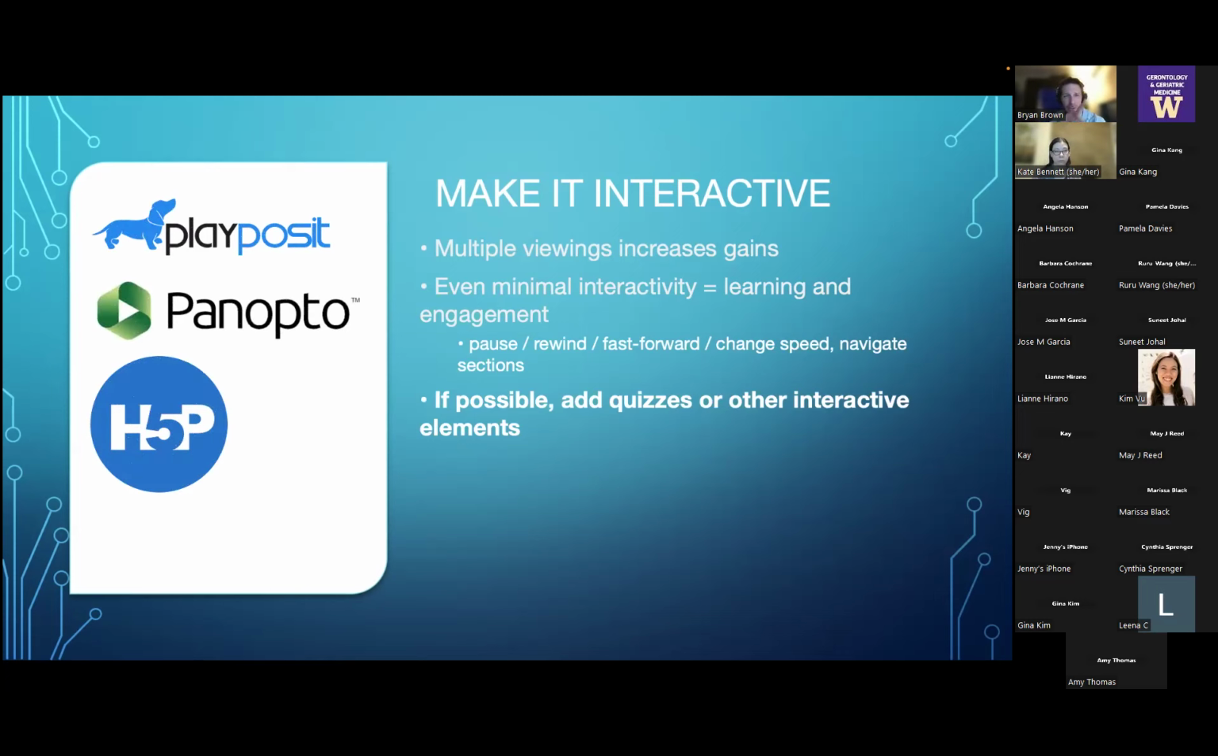So I put here a few programs I've used in different projects that are out there, some free, some with some pay scales, to add embedded pop-up questions and things in videos. Feel free to screenshot that if you're doing this kind of work and want to check those later.